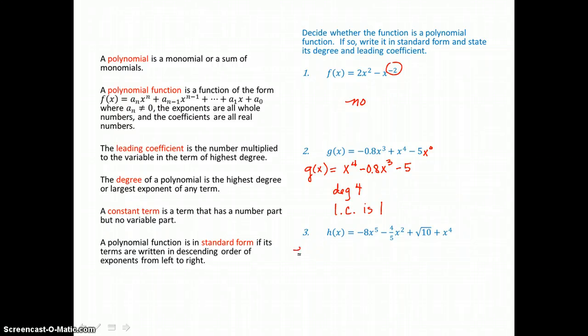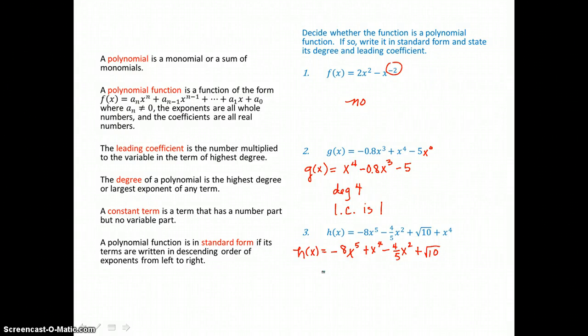H of x is also a polynomial function, and we'll put it in standard form. The term of highest degree is negative 8x to the fifth. That term is of the fifth degree. And the next term is positive 1x to the fourth. That term is of the fourth degree. Then we have negative 4/5 x squared. That term is of the second degree. And then we have our constant term at the end, the square root of 10, which is of degree 0.